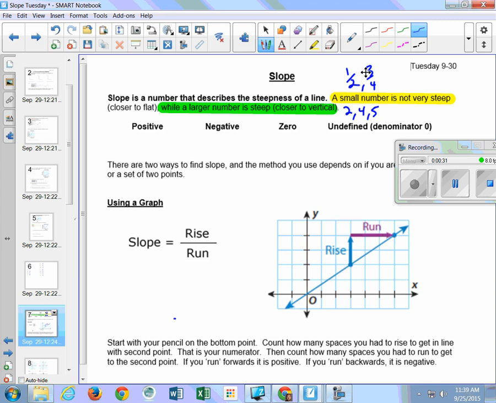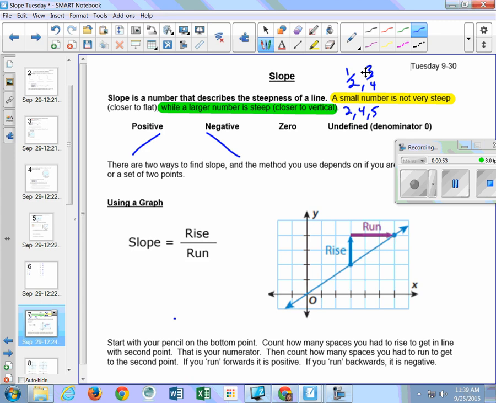Now, to determine if a slope is positive or negative, we want to look at which way the line is going up. Is it going up from the left to the right? Or is it going up from right to left? Or in the negative case, I would say down from left to right.